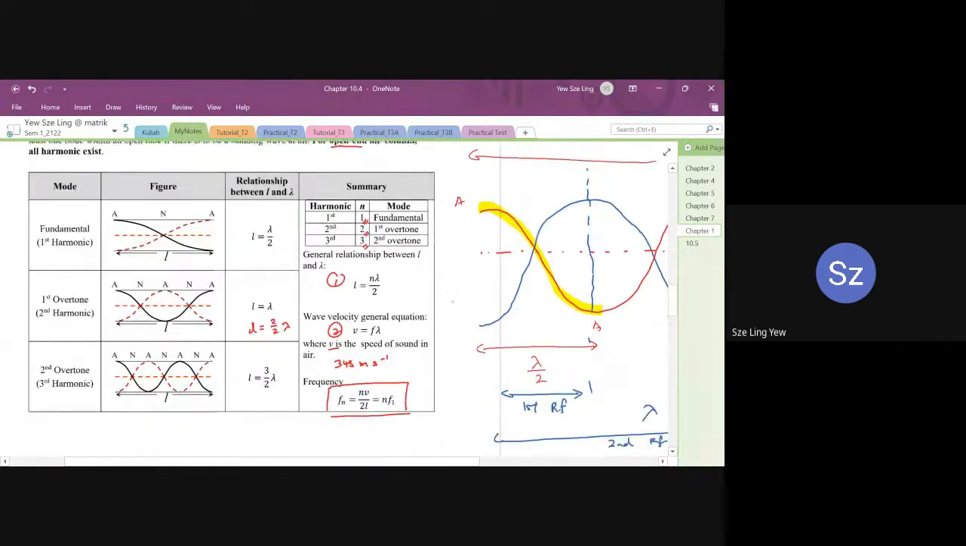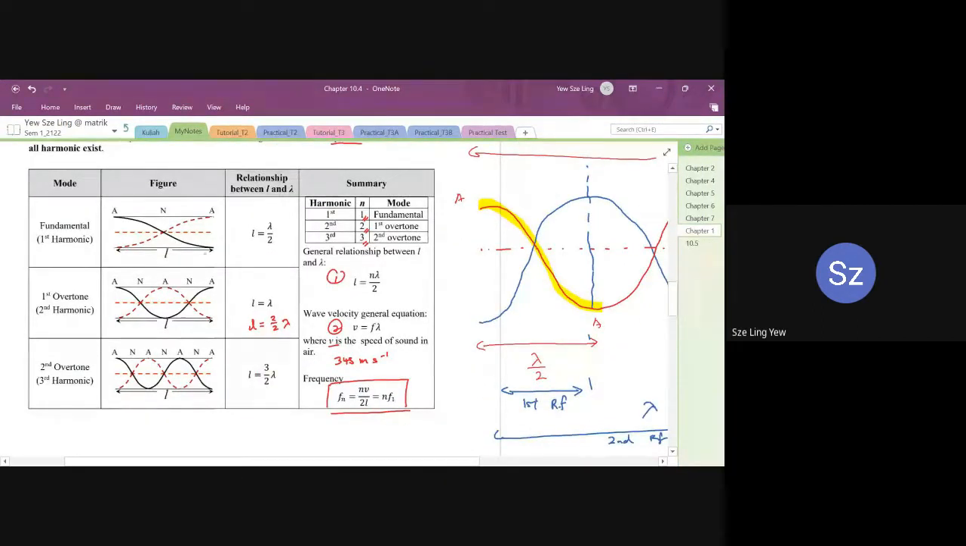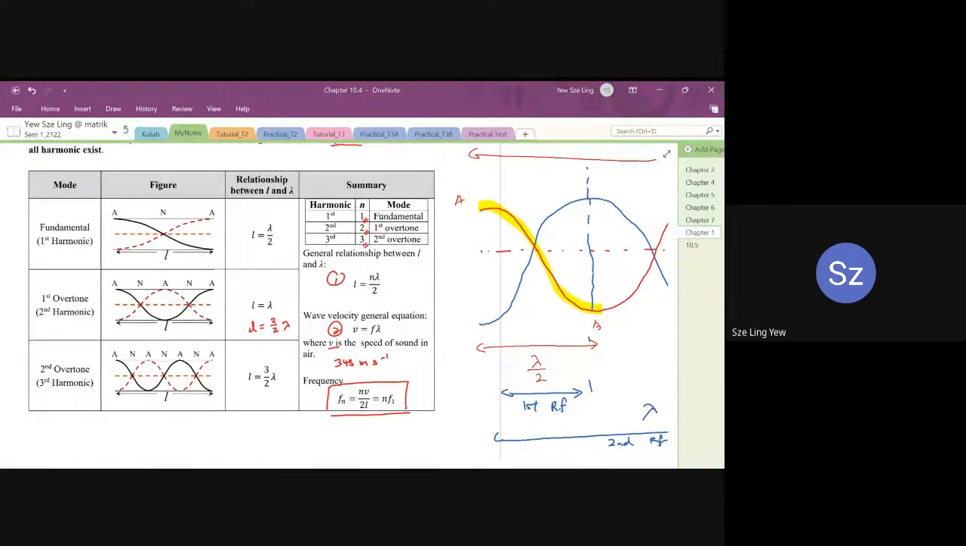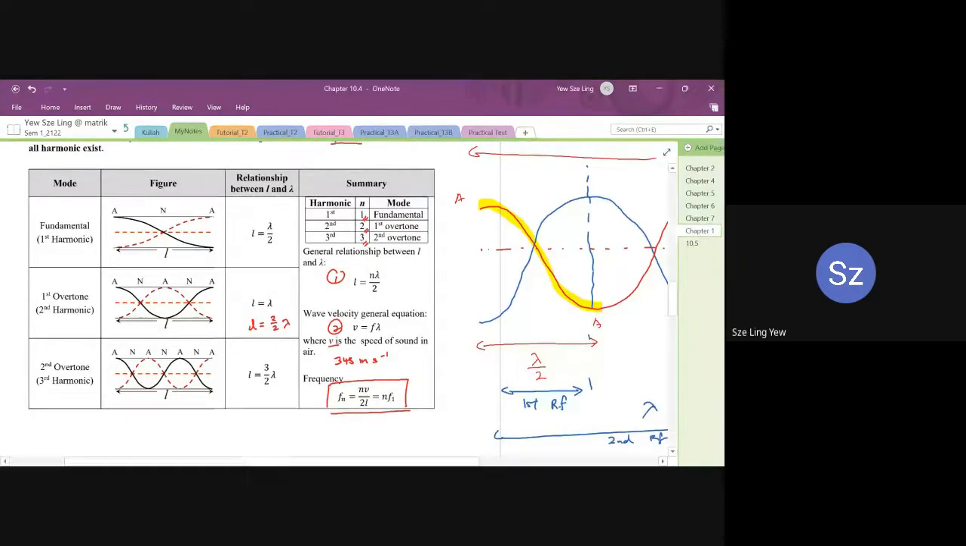I give you 1 minute to write it down, to write down the table, the relationships. You can snap a picture also, it's up to you. The most important thing is the relationship. Once you know the relationship, you will be able to derive the equations for all three different situations.